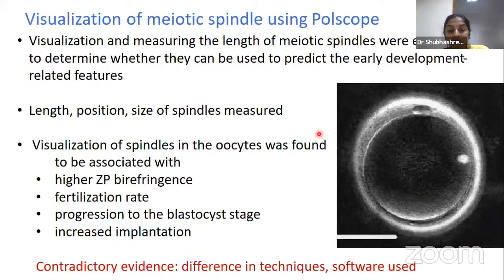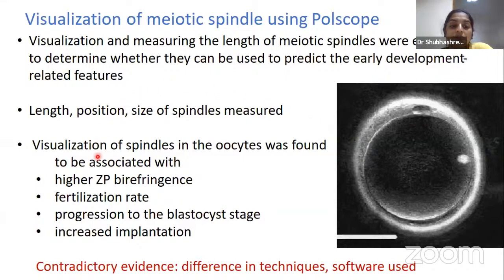Next, due to advancements in technology, nowadays people are using PolScope microscopy, so they are able to visualize the meiotic spindle of the oocyte. Here, studies have looked into the visualization of the meiotic spindle or measuring the length of the meiotic spindle, which has been examined to predict early development related features.